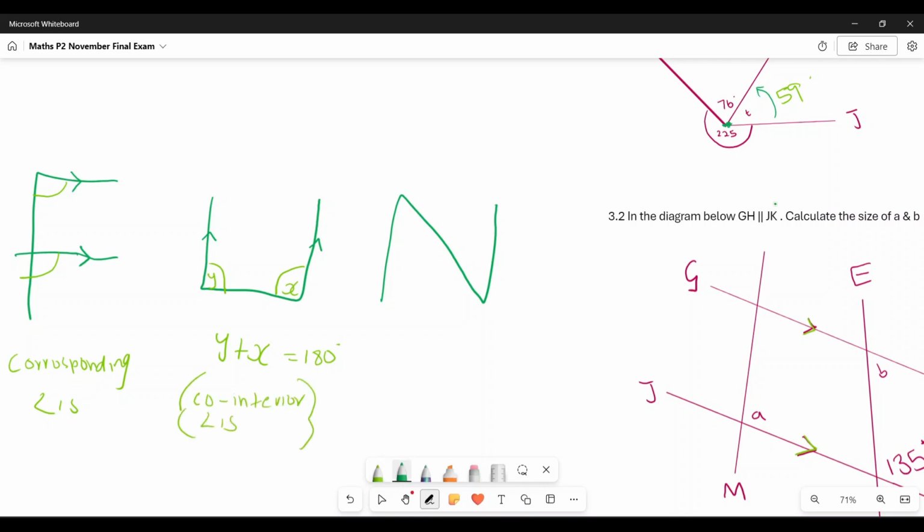Now here, this is your N or your Z shape. If this line is parallel to that line, therefore, this angle right over here is going to be equal to that angle. And your reason would be alternating angles. So every time you have parallel lines, try to identify one of these shapes. 90% of the time, you're going to make use of these shapes to find your angles on your given diagram.